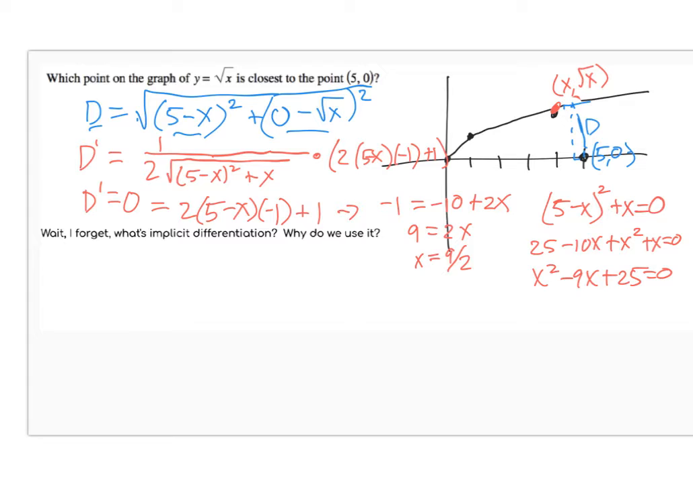And if I think about this in terms of the quadratic formula or completing the square, we'd have a b squared minus 4ac of 81 minus 100, which is going to be imaginary. So we don't have to worry about that at all. Woohoo!